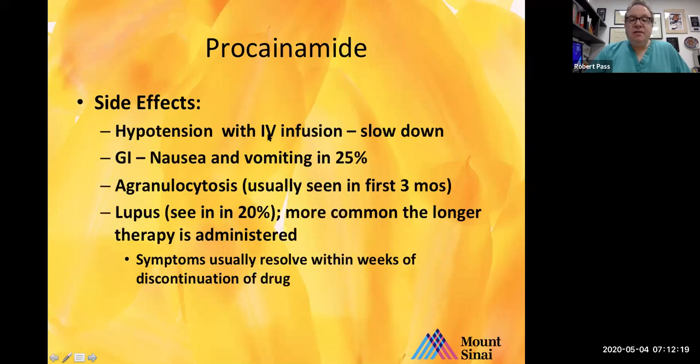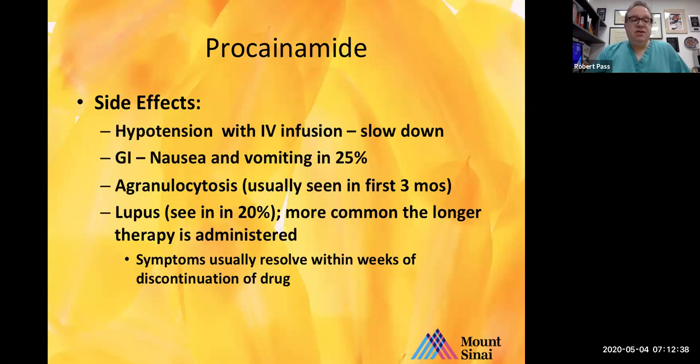Side effects, again, are hypotension with IV infusion. It can cause GI side effects such as nausea and vomiting in about 25% of patients. When you're giving it chronically as an oral agent, which is rarely done today, it can cause agranulocytosis. So one has to monitor the CBC when putting somebody on this agent.